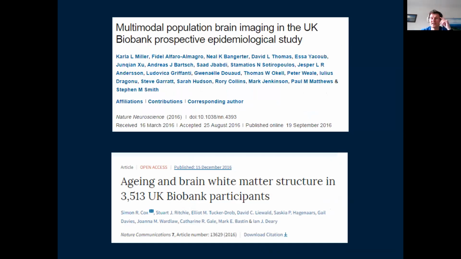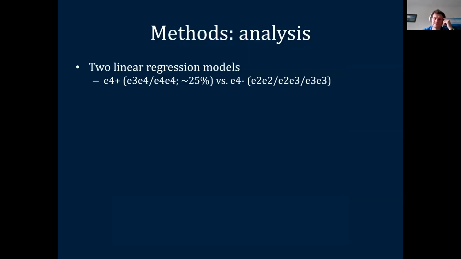And also the phenotypes have been described very nicely in a paper by Stephen Smith's group, who derived all these phenotypes, and also nicely by Simon. So that's a great paper, and that's looking specifically at the white matter integrity phenotypes.